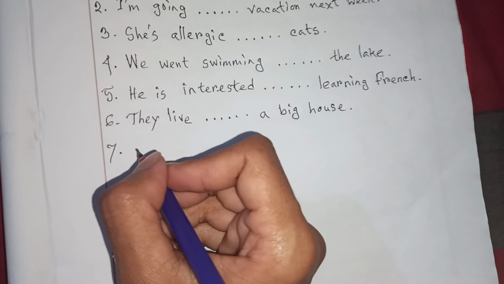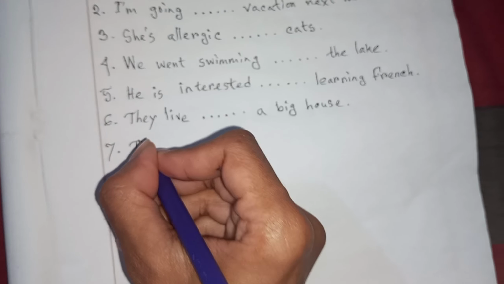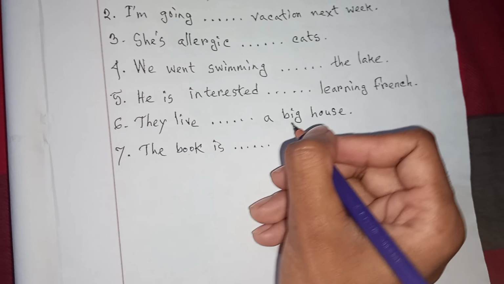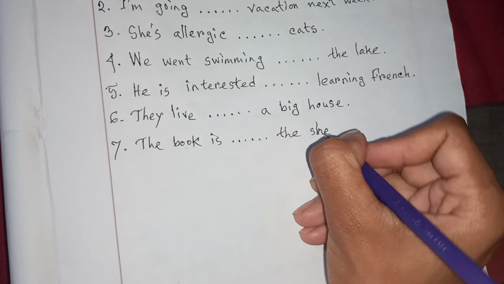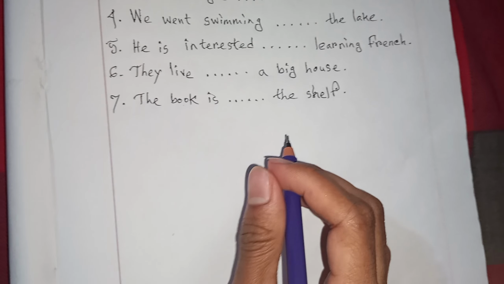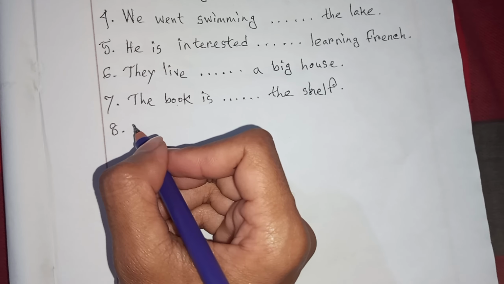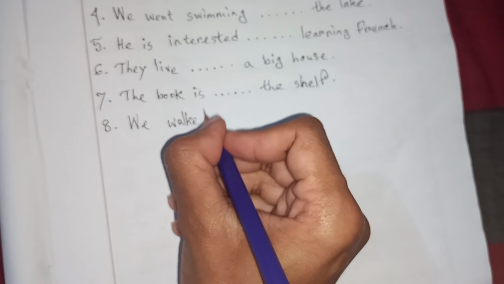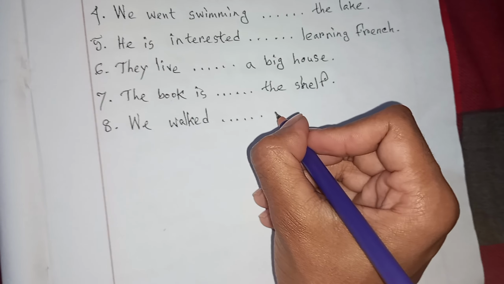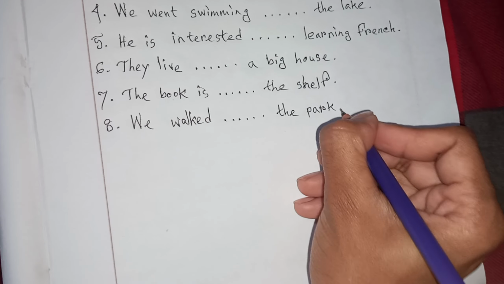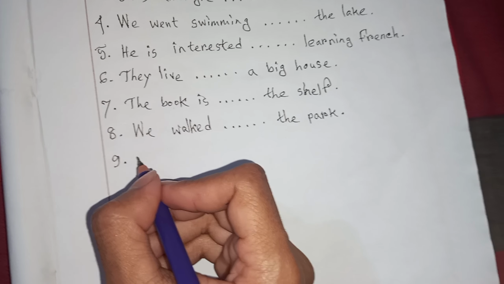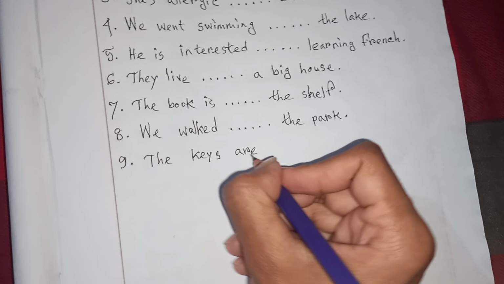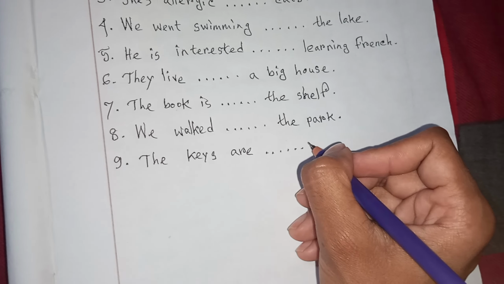7. The book is ellipses the shelf. 8. We walked ellipses the park. 9. The keys are ellipses the drawer.